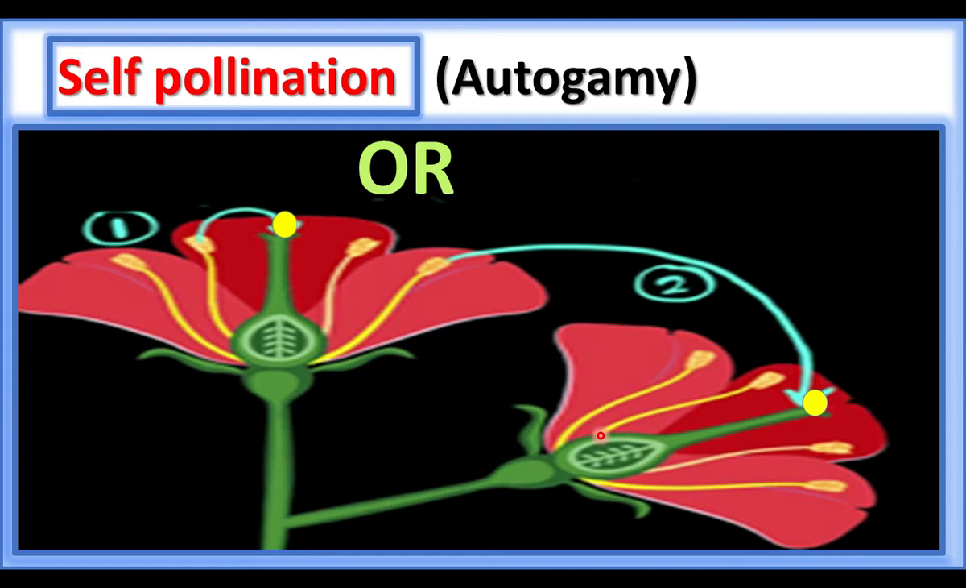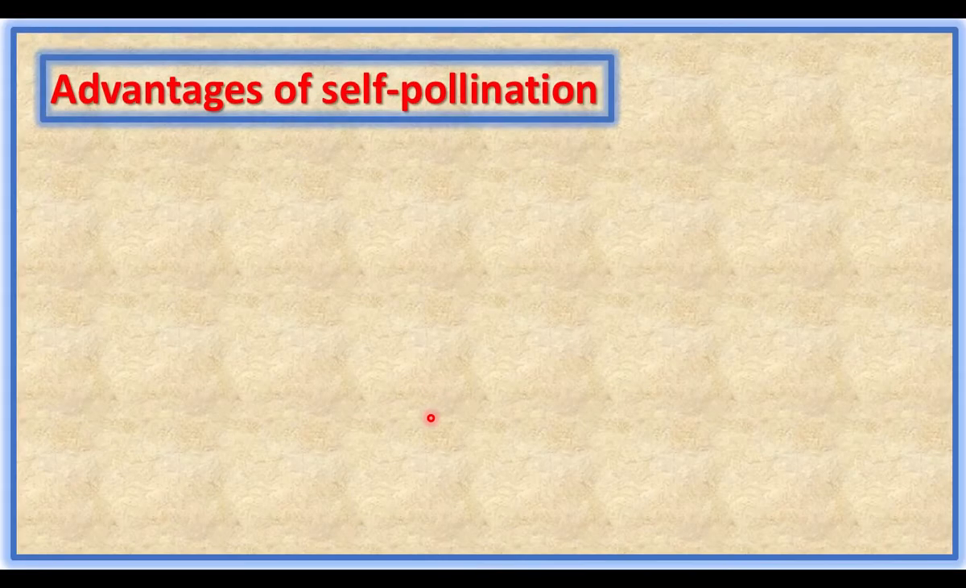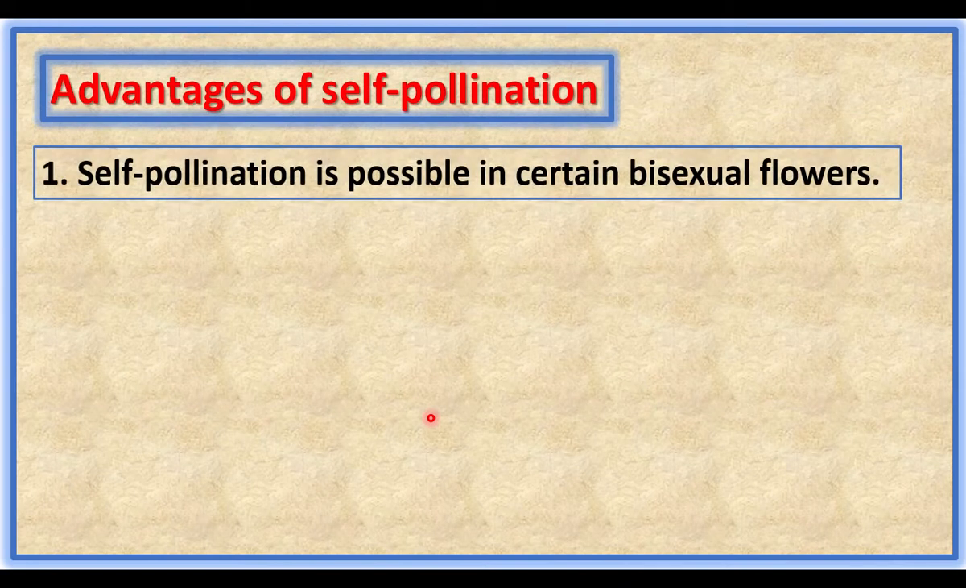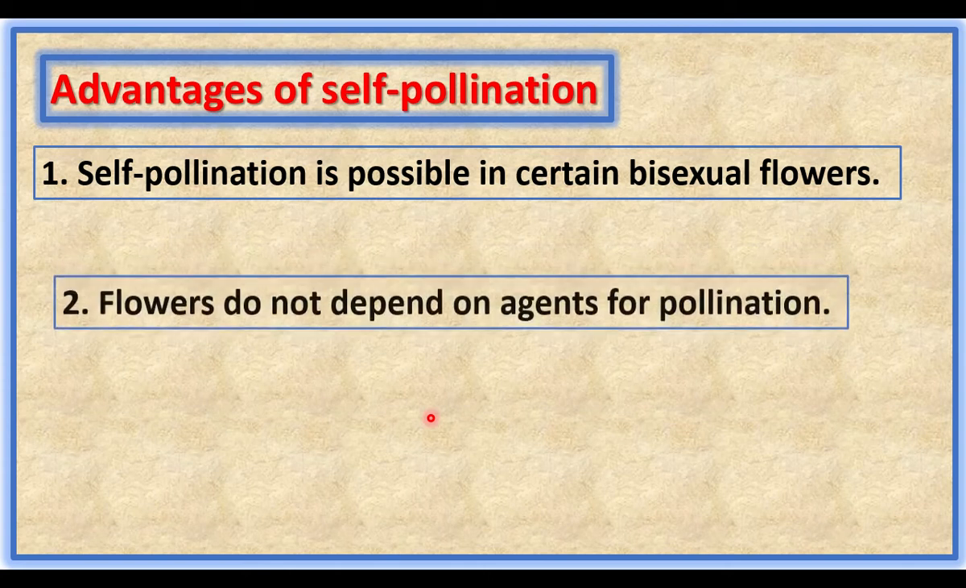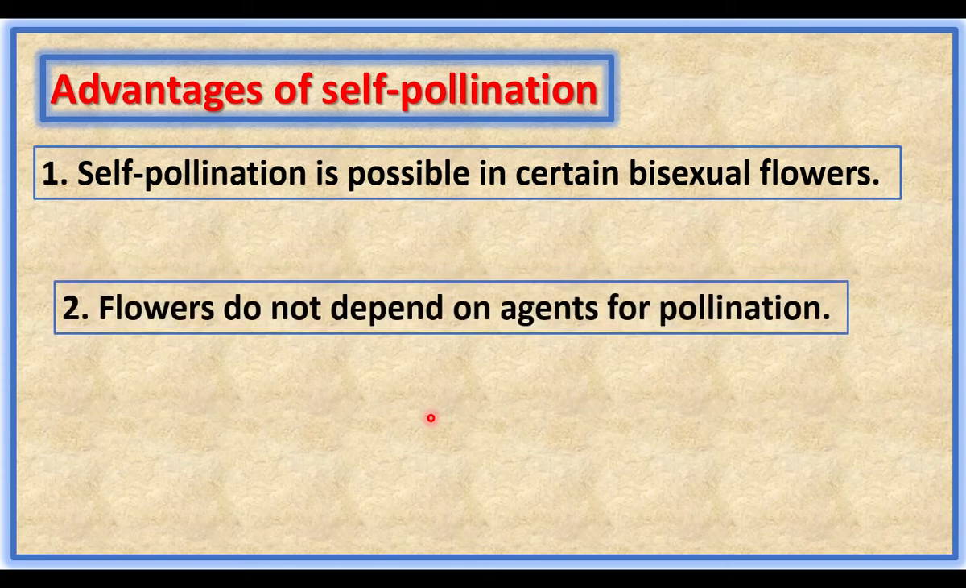Self-pollination is possible in bisexual flowers. This is a bisexual flower because it has the female part at the center and stamens form the androecium, that is the male part. Self-pollination is possible in certain bisexual flowers. This is the first advantage. Flowers do not depend on agents for pollination.